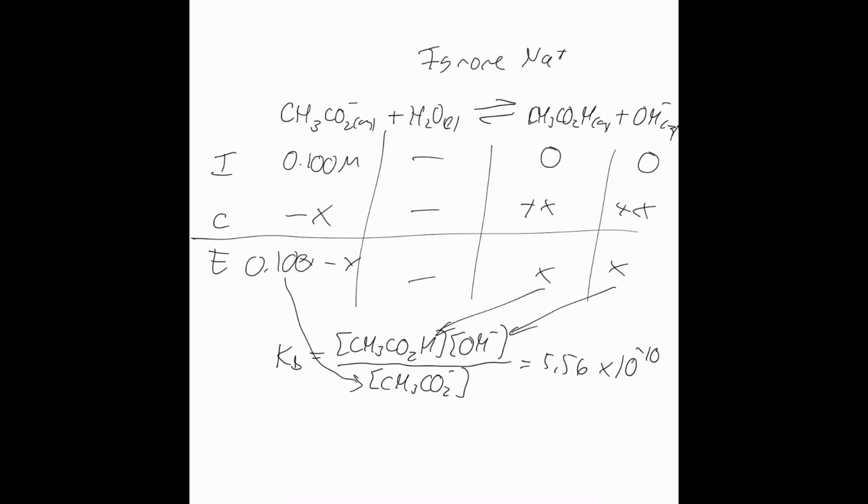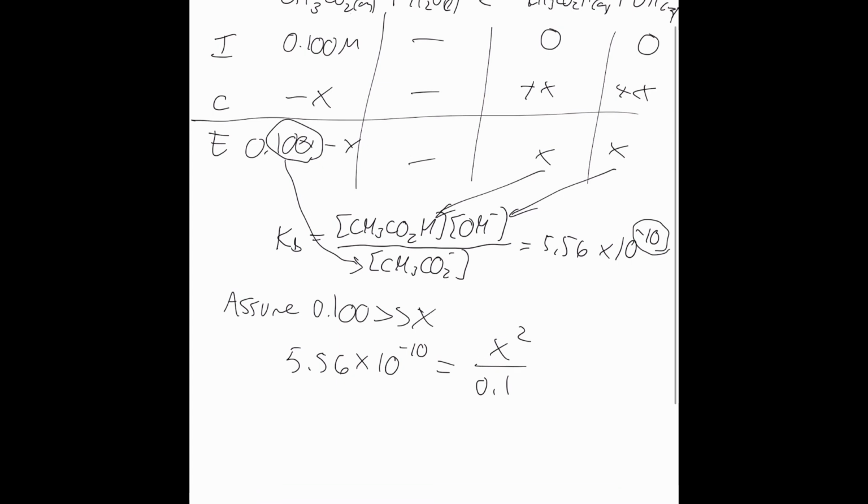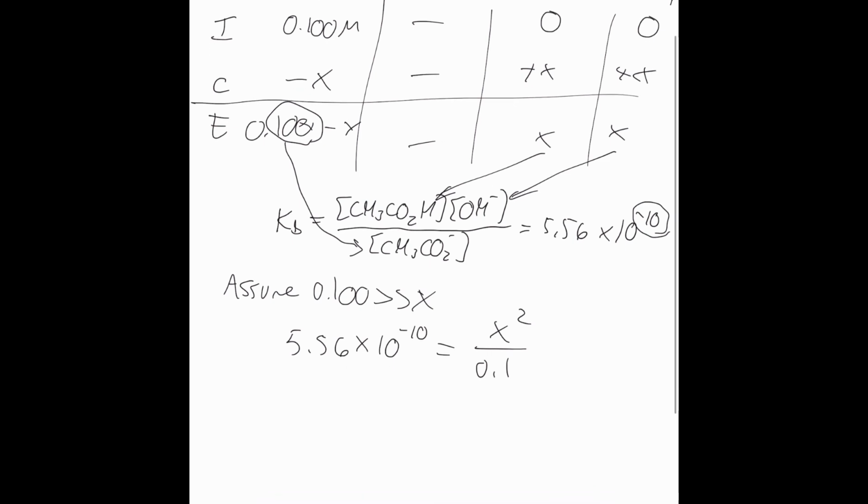We plug those in. I'm going to go ahead and look at this, and you'll notice this is times 10 to the minus 10. That is 0.1. So we're going to assume, and safely I would say, that 0.1 is much greater than x. And so we will then plug in. So in the end, 5.56 times 10 to the minus 10 is equal to x squared over 0.1. It's a much simpler quadratic to solve. And so if we solve that, we end up with x.